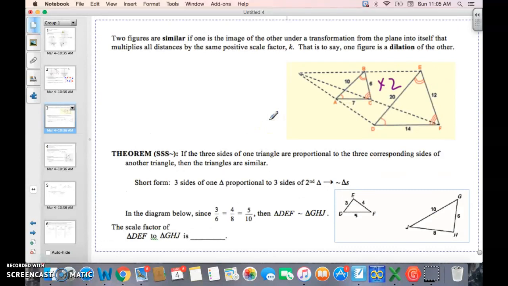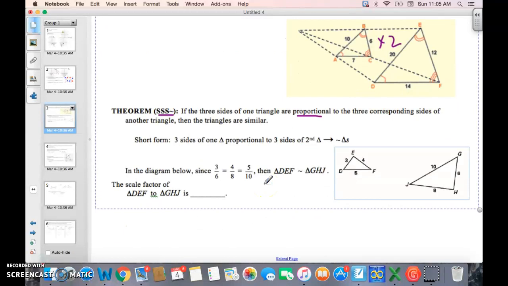And so there's three theorems that we can use to prove that two triangles are similar, and one is SSS. So it's similar to congruent triangles. However, you'll notice the side lengths aren't the same, they're proportional. Okay, so if you can put them all into a proportion and get the same ratio, the same scale factor, then you know they're similar.